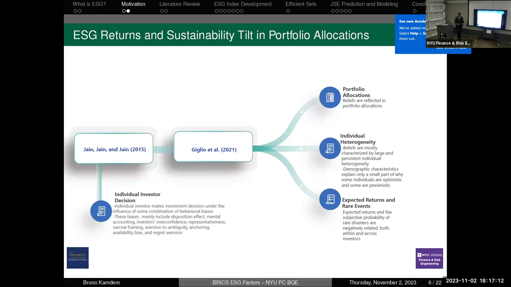If you go, for instance, to France, climate change and protection of the environment are part of the Constitution of France. So that's why most investors there really want ESG funds. They want to invest in ESG-related funds. Now the same paper talks about individual heterogeneity, that beliefs are mostly characterized by large and persistent individual heterogeneity. Demographic characteristics explain only a small part of why some individuals are optimistic and some are pessimistic, right? Particularly regarding the future of the climate or the future of the earth. And then they make some inference about expected return and rare events. Expected return and the subjective probability of rare disaster are negatively related, both within and across investors, right? So these are part of some of the motivation of this paper.